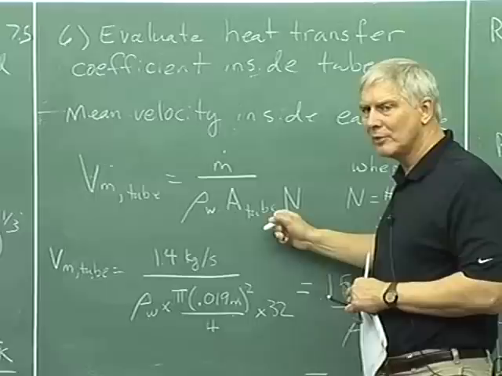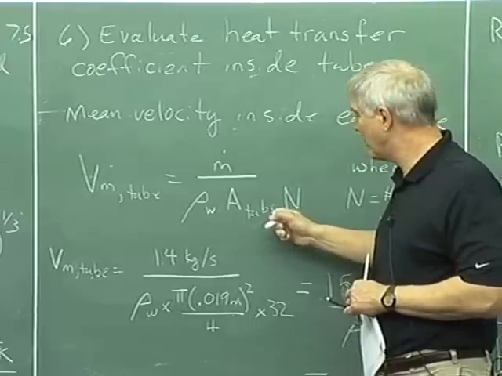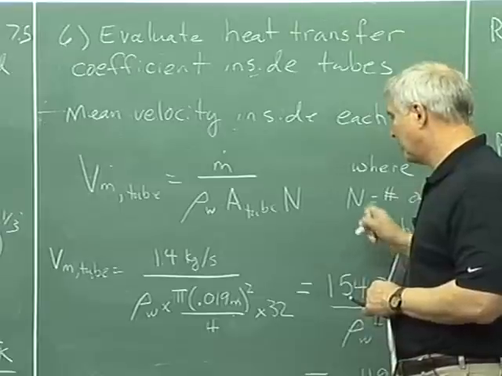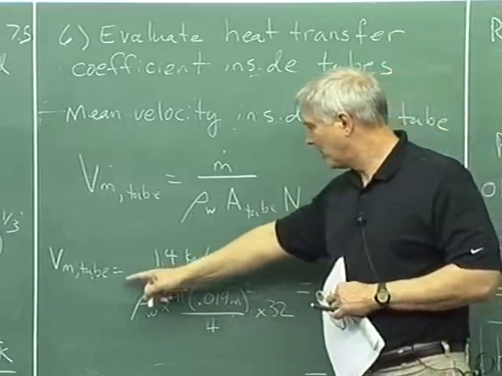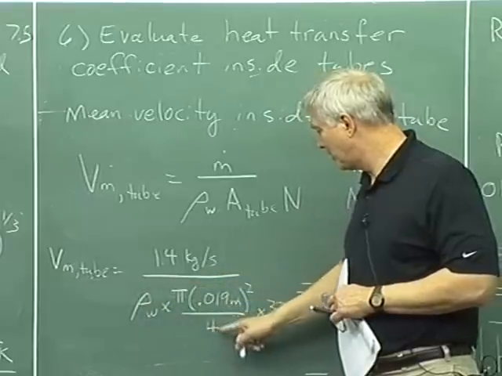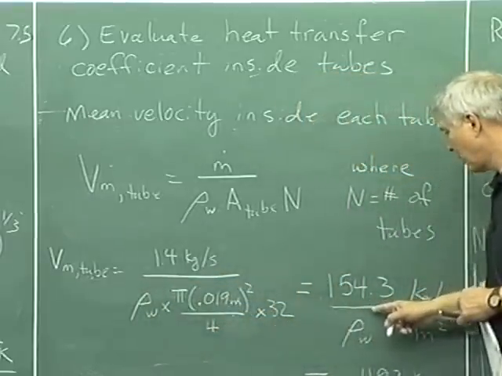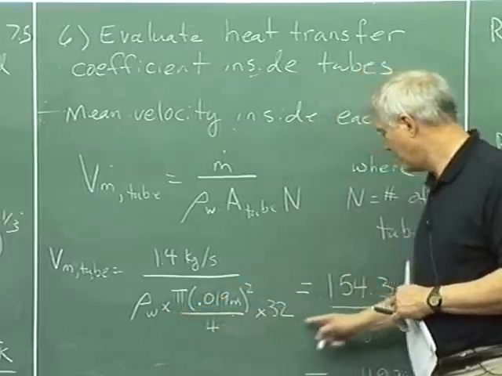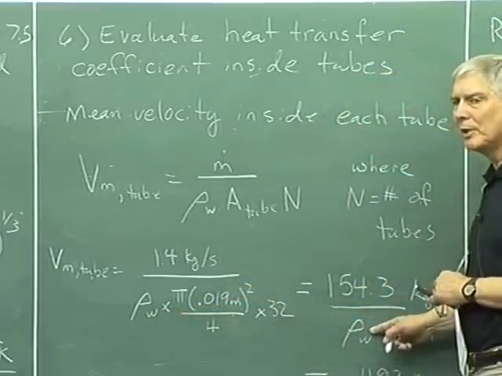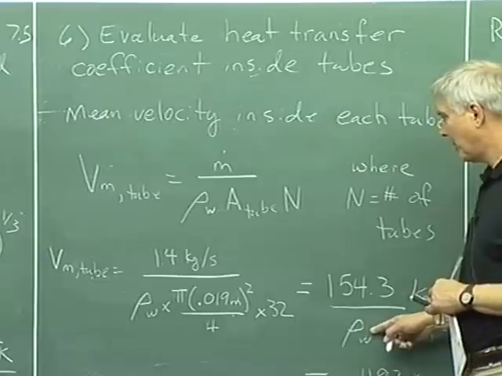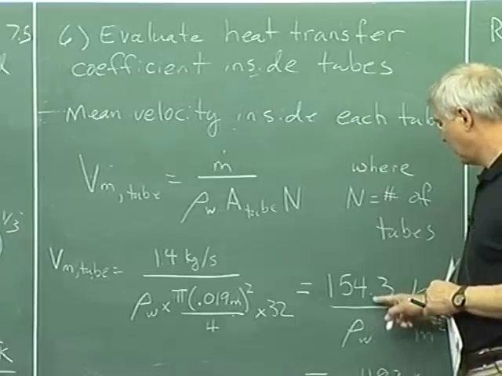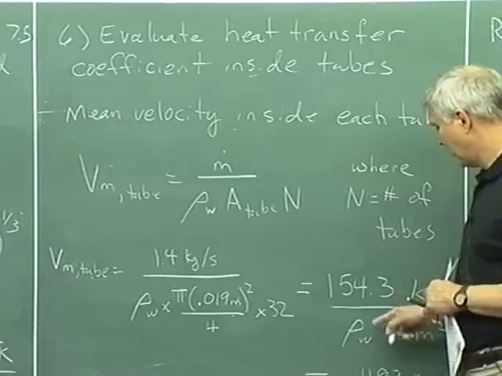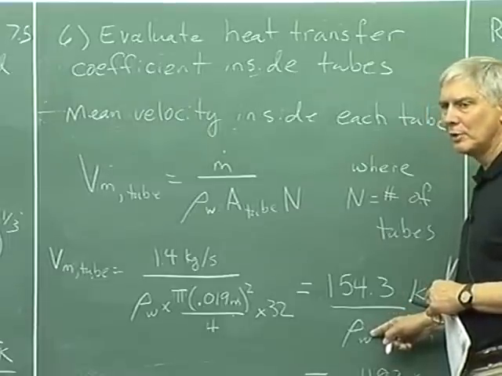Okay, it's not the total mass flow rate, it's the mass flow rate through each tube, so we have to divide by the number of tubes, so don't forget that. So N is the number of tubes, and so what we end up with is the mean velocity inside each tube is equal to, well, what I've done is, instead of plugging in the density of water, I've left it over here because I know I'm going to use it in just a minute in the Reynolds number, it'll cancel out. So I've written the mean velocity like this, 154.3 kilograms per second over meters squared divided by the density of water, and you'll see why in just a second.